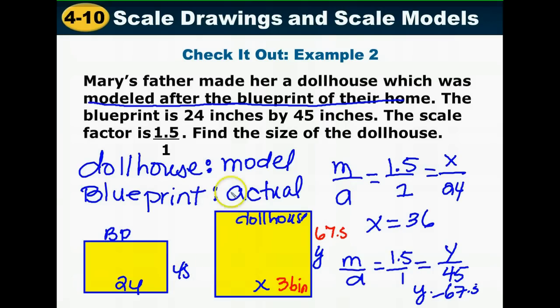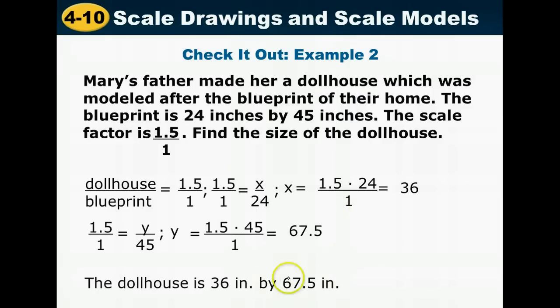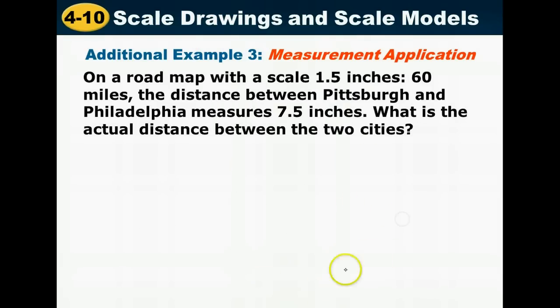Okay, so the dollhouse was modeled, so that means the dollhouse is the replica of the blueprint. The blueprint is the original. And the dollhouse was the model. And then we know the scale factor is always model to actual. We need to know that information in order for us to be able to place the values in the correct space for the proportion. All right, let's go ahead and do another one. Right, here's the dimension. All right, go ahead and try this and then come back and get the answer.